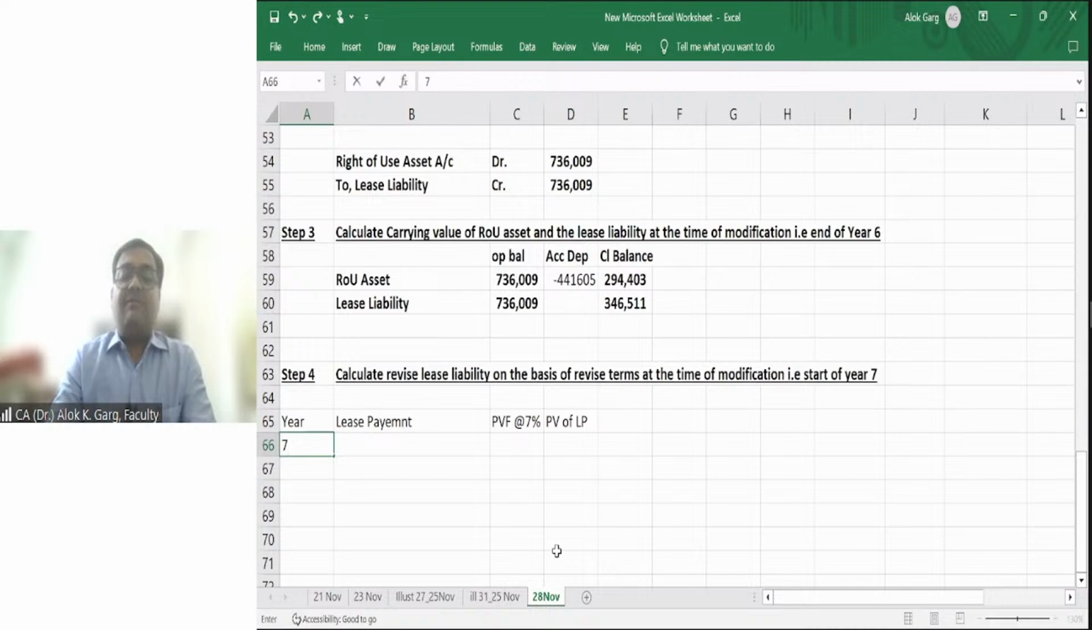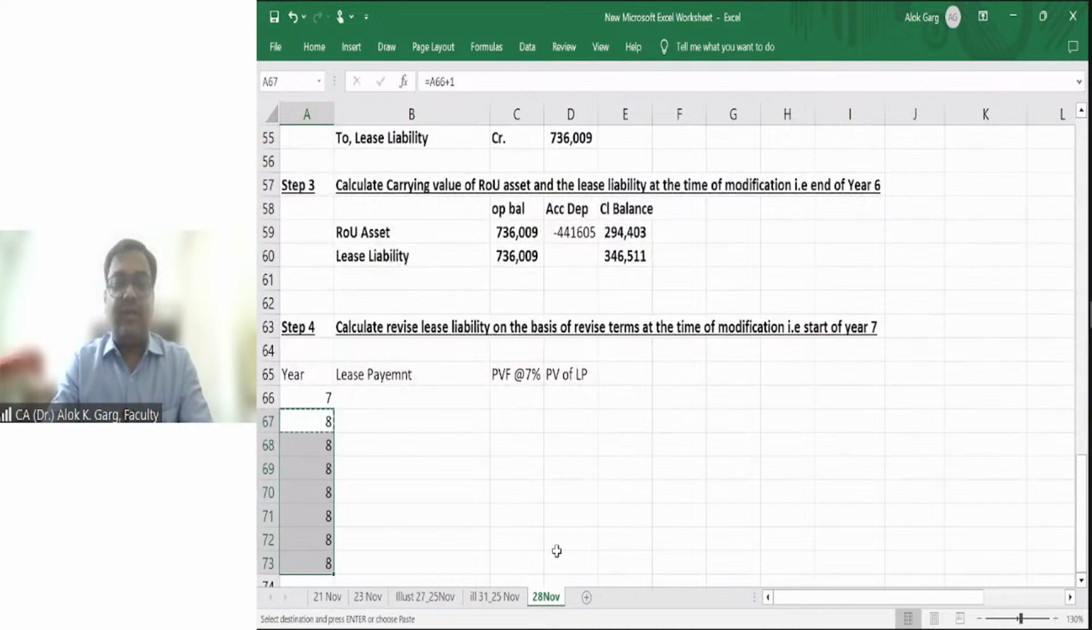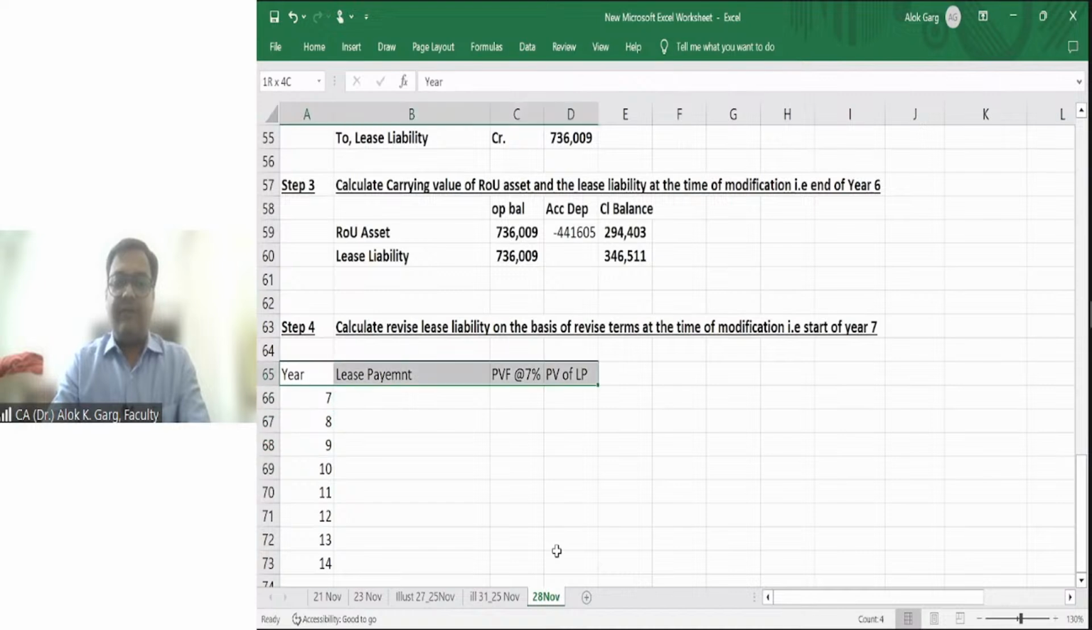Now this year start with year 7, 7 till 14, right? 6 years have already gone. Now you have another 8 years. Do you have any doubt? So what I am doing at the time of modification in the beginning of year 7, I am recomputing my lease liability. I am recomputing my present value of future lease payments.